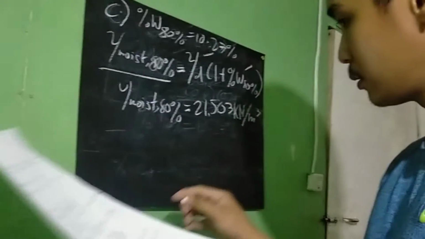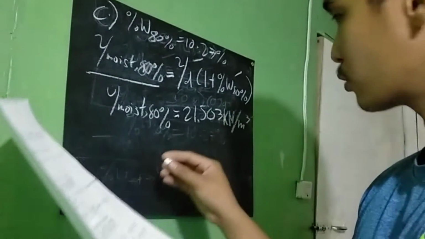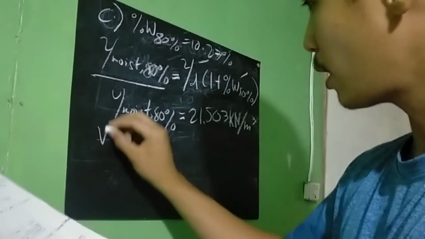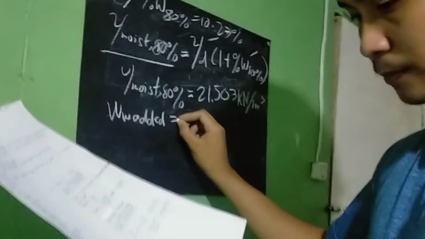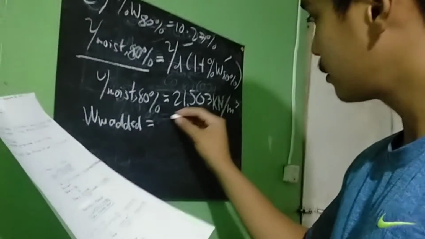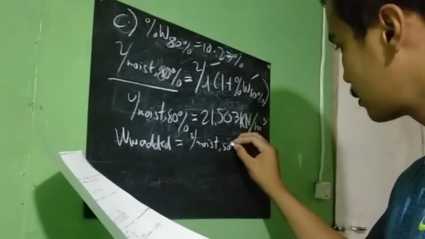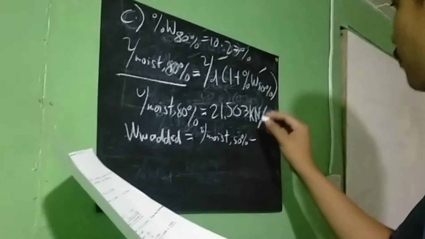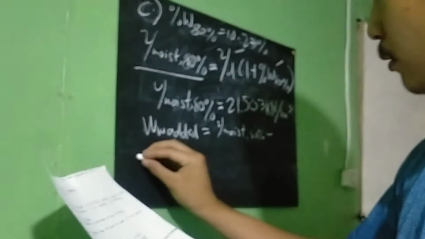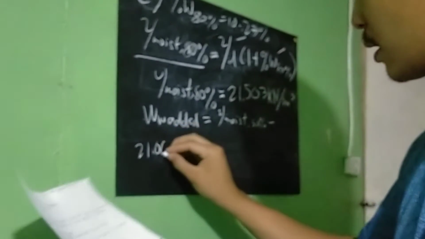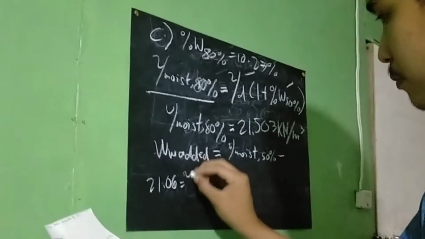So the weight of water to be added, we must differentiate the gamma moist at 80% minus the present value of moisture unit weight. The present value is 21.06, the moisture unit weight that we got in letter B.